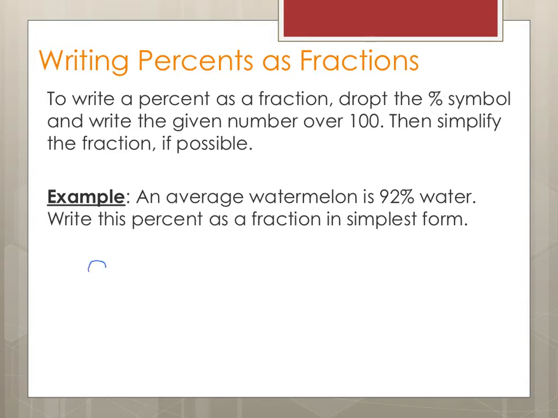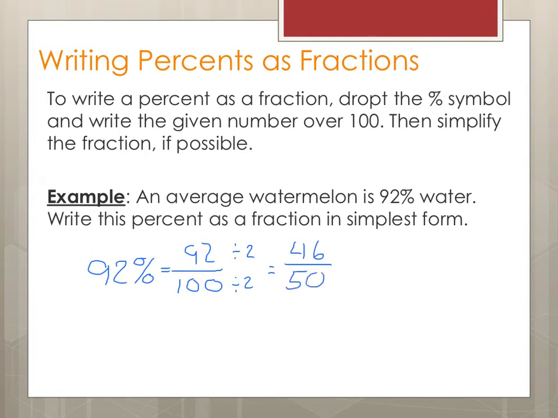So we'll start with our percent, 92%, and we know that's the same as 92 over 100. This isn't simplified because we have common factors. Both of these are even, so I'm going to divide the top and bottom by 2. 92 divided by 2 is 46, and 100 divided by 2 is 50.